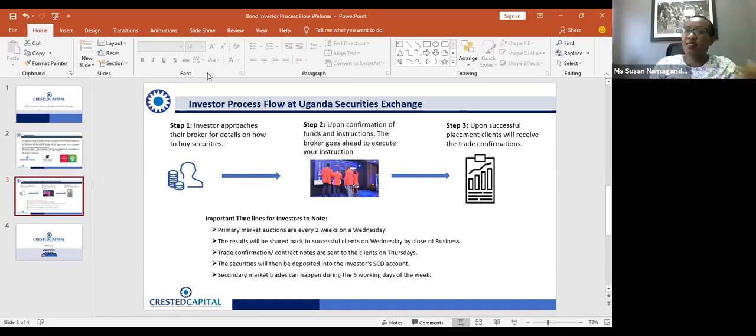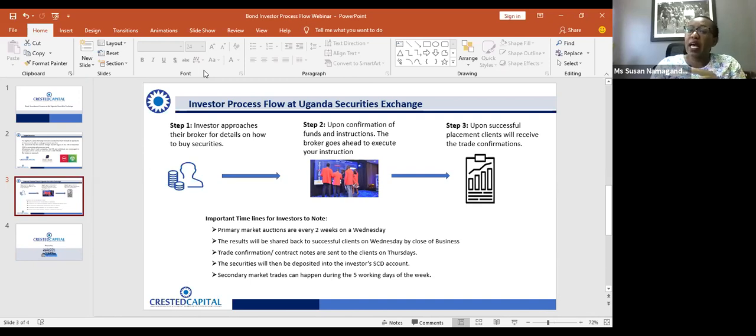Next week after Easter, on Tuesday, we are submitting for the treasury bill auction on Wednesday. So make sure that your money is with you by Monday close of business, with all the instructions. By Tuesday, we do last minute reconciliations to be able to submit to the bank. The results will be shared back on Wednesday by close of business, by your brokers, for all successful clients. Then trade confirmations, like I said, on Thursday, when money is being taken, you're equally receiving your contract notes. Then the securities will be deposited in the investor's CSD account. And I think Bob will be highlighting more on that.